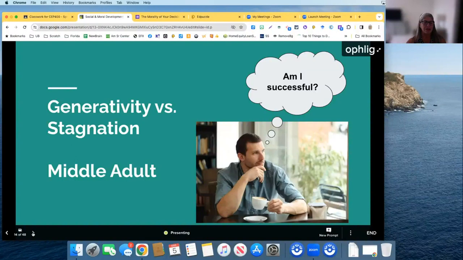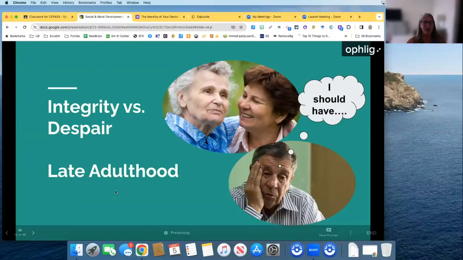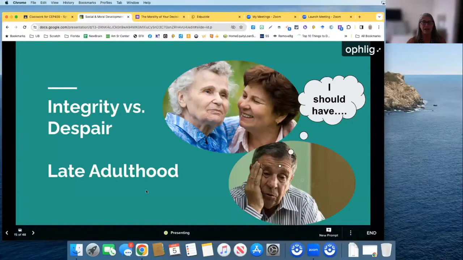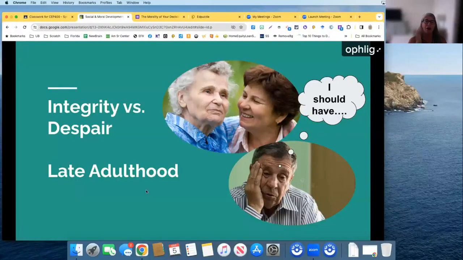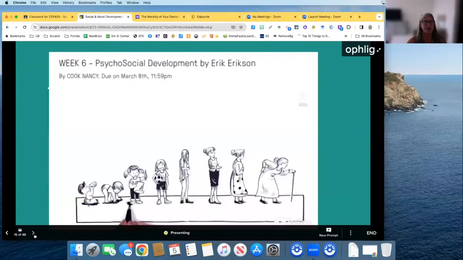That's in middle adulthood. And then we have late adulthood, where we have integrity, saying I'm proud of the things I did in my life. I'm still vibrant and able to move forward in my life. Or despair, where I'm thinking, oh, I should have done this, I should have done that. I wish I would have lived my life differently. That would be despair. So those are the stages of Erikson's psychosocial development.